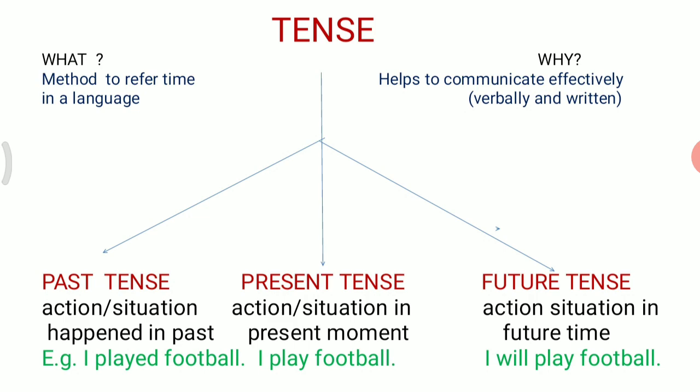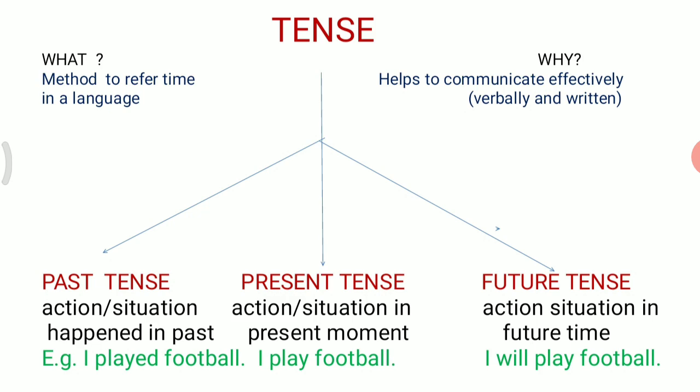Now you might be knowing that tense is majorly divided into three parts: past, present and future. Past tense refers to an action or situation that took place or happened in the past. Present tense refers to an action or activity or situation in the present moment. And future tense refers to any activity which is going to happen in the upcoming moment or in the future.